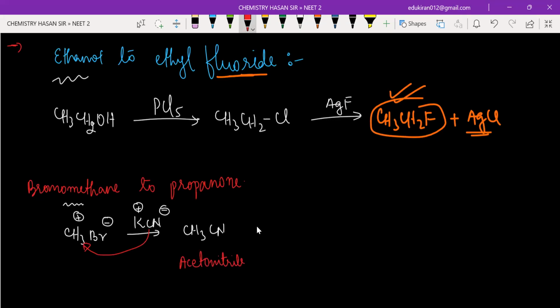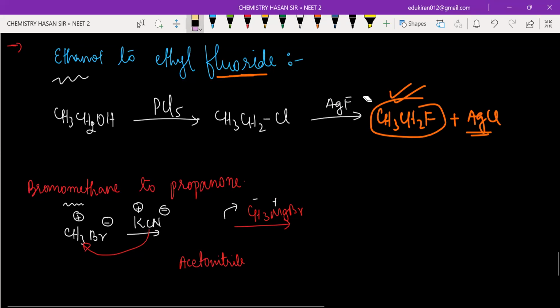Its common name. Now again, I'm going to react this with CH3MgBr. Now what will happen? You know that this is positive, this is negative, this is negative, this is positive. Just wait a minute. Not like this, because we need 3 carbons in the parent chain. So what we need to do, very simple. This is triple bond, so nitrogen will be doubly bonded. Let me write it more clearly. There is CH3 and there is C triple bond N.